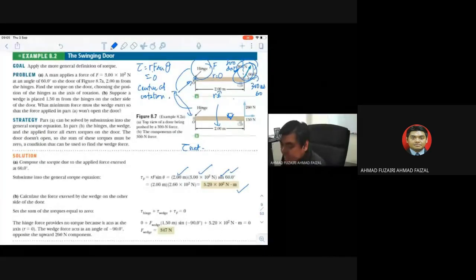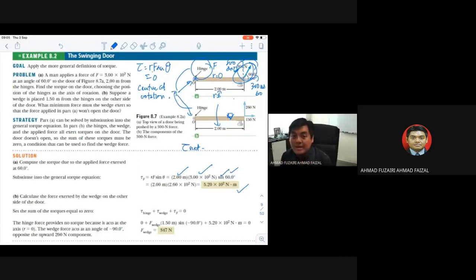Right? So, what minimum force must the wedge exert so that the force applied in part A won't open the door? Cerita dia sekarang, kalau kita nak buka, dia bolehlah buka menggunakan 300 sin 60 kali dengan 2. Dapat buka. Tetapi kalau kita letak wedge, kita letak penyendal pintu 1.5 meters. Okay, kita kena letak R dia 1.5 meters. And obviously kalau torque tadi ke arah atas, wedge mesti ke arah bawah, direction dia. Okay, maksudnya kita letak on the other side.